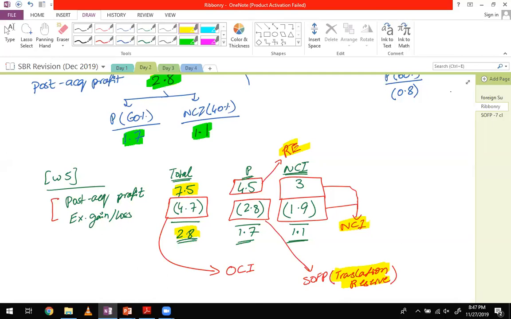It's a simple and an easy working, just a connection of the working number one. Is this clear to everyone? Because after this, we are going to solve a similar working for the working 2 Goodwill as well. So if there's any confusion so far, you can ask.